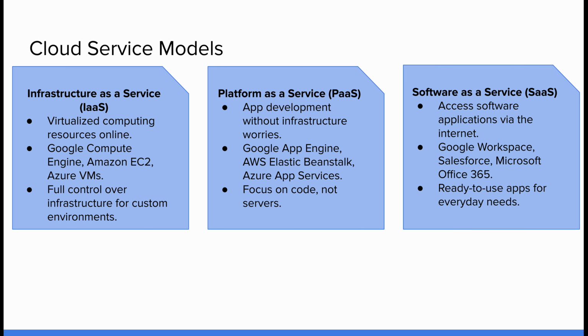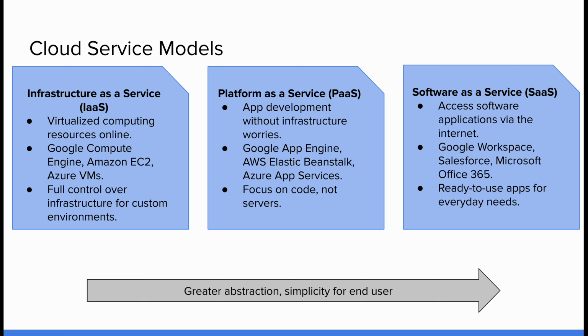On the right, we have software as a service, or SaaS. With SaaS, users get access to ready-to-use applications via the internet. So examples of this include Google Workspace, Salesforce, and Microsoft Office 365. The emphasis here is on simplicity. The end users can access software without worrying about installation or maintenance, making SaaS perfect for everyday business needs.